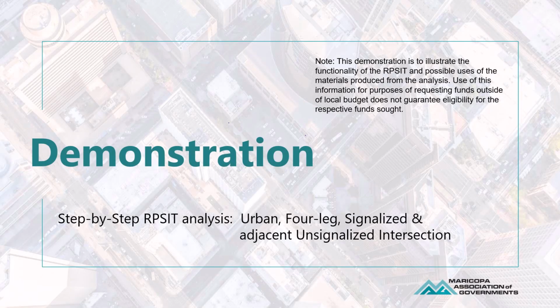Hello, this demonstration is a step-by-step RPSIT analysis for an example MAG region project location. The characteristics of this urban area location include a four-legged signalized intersection and adjacent unsignalized intersection. Please note that the purpose of this demonstration is to illustrate the functionality of the RPSIT and possible uses of the materials produced from the analysis. Use of this information does not guarantee eligibility for funds that may be sought for a given project.